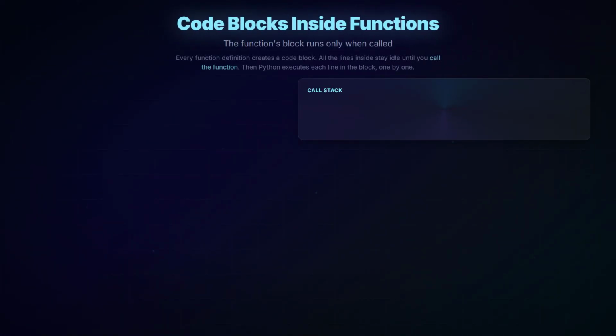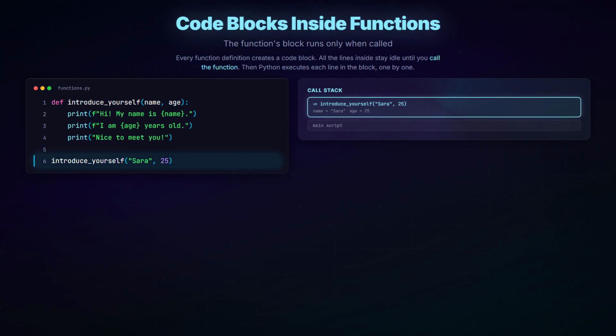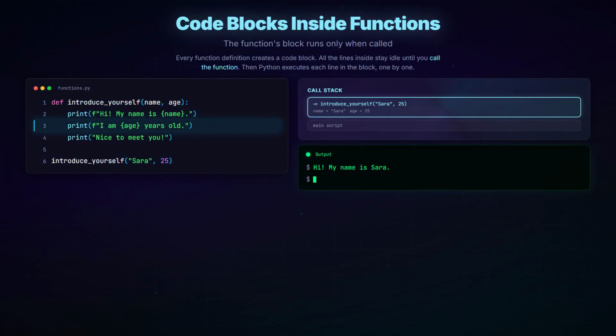Every time you define a function in Python, everything inside it is a code block. And here's the key thing: the function's block only runs when you call the function. Look at the code on the left. We define a function called introduceYourself with 2 parameters, name and age. Inside the function, there are 3 print statements, all part of the same code block. These 3 lines stay completely idle until we call the function on line 6.